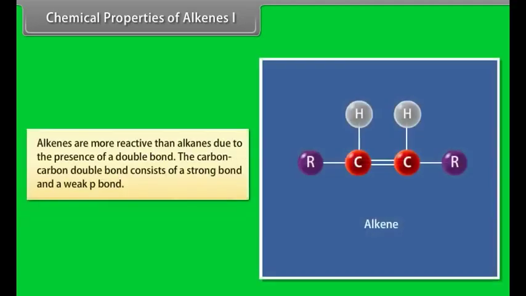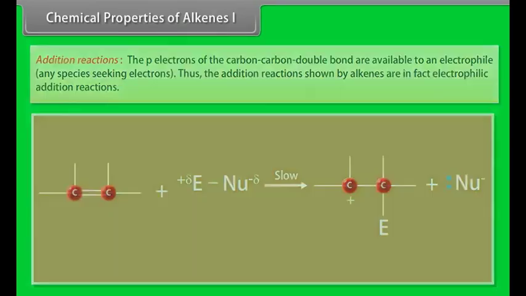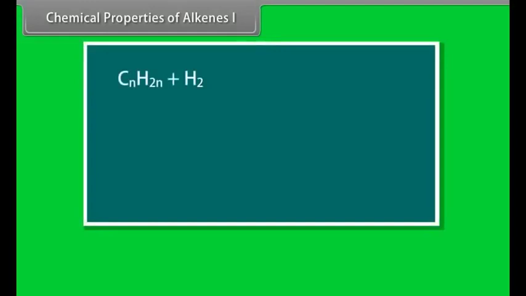Chemical properties of alkenes, Part 1. Alkenes are more reactive than alkanes due to the presence of a double bond. The carbon-carbon double bond consists of a strong sigma bond and a weak pi bond. Addition reactions. The pi electrons of the carbon-carbon double bond are available to an electrophile, any species seeking electrons. Thus, the addition reactions shown by alkenes are in fact electrophilic addition reactions. Addition of hydrogen. Alkenes add hydrogen in the presence of platinum or nickel catalyst to form alkanes.